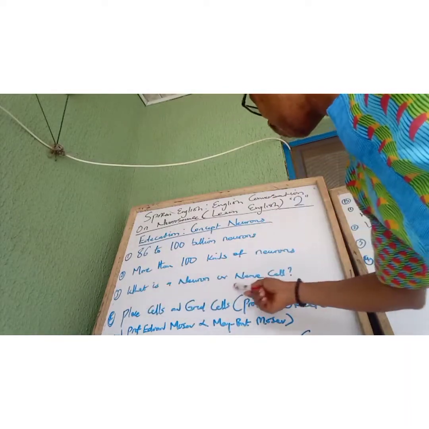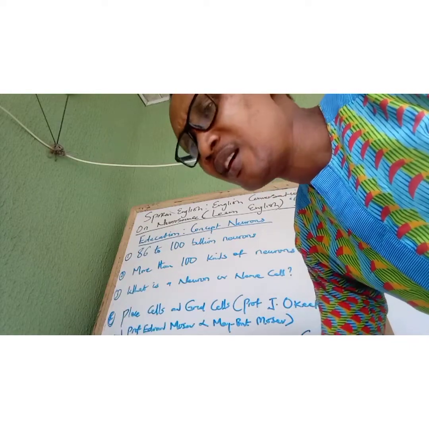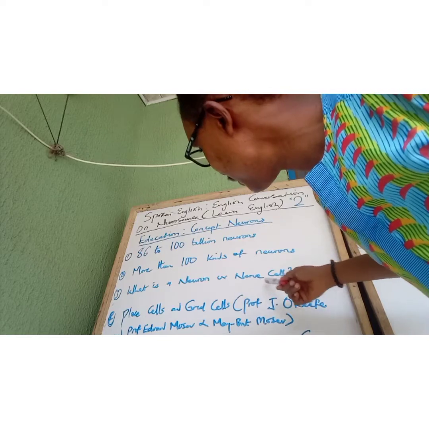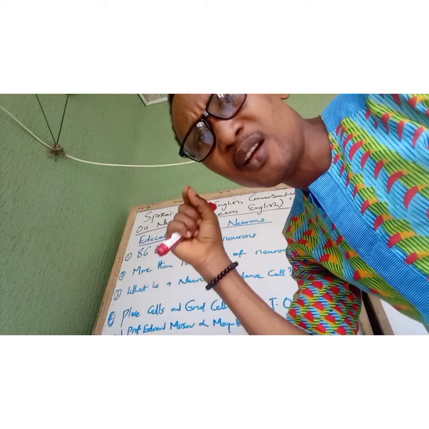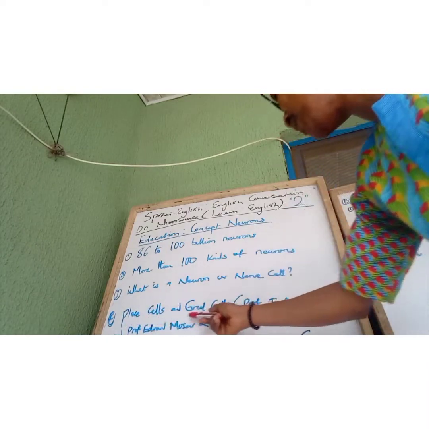Then what is a neuron or a nerve cell? Another word for neuron. Neurons are cells in our nervous system. They are also known as what? As nerve cells. A neuron is also known as a nerve cell. So do not forget that. Then place cells and grid cells.